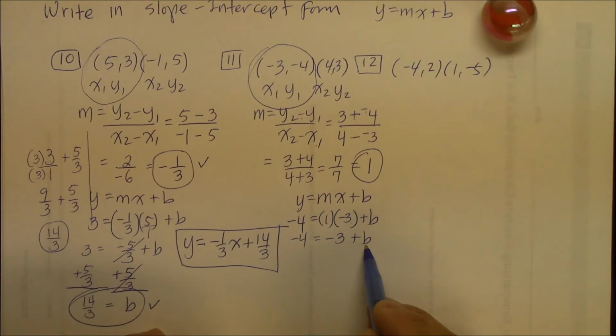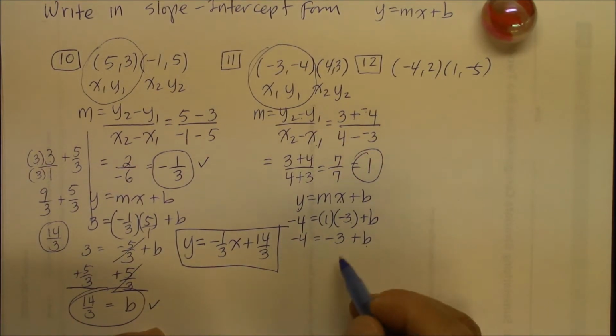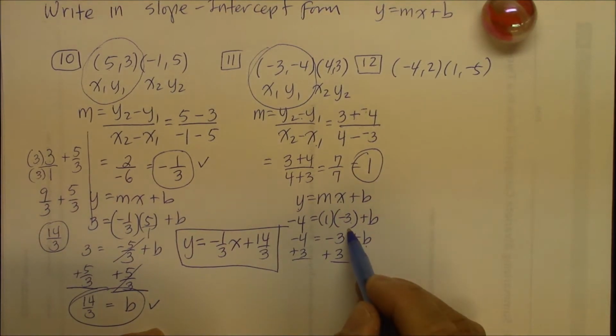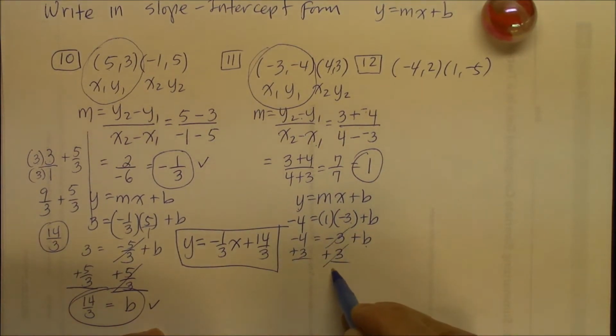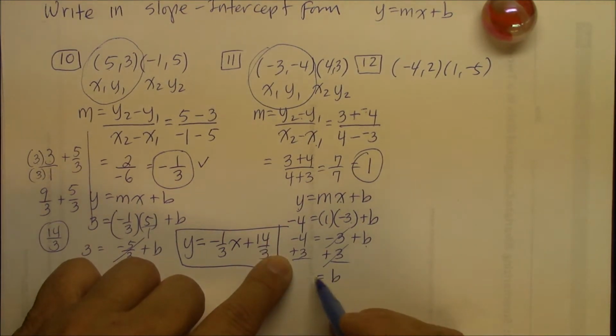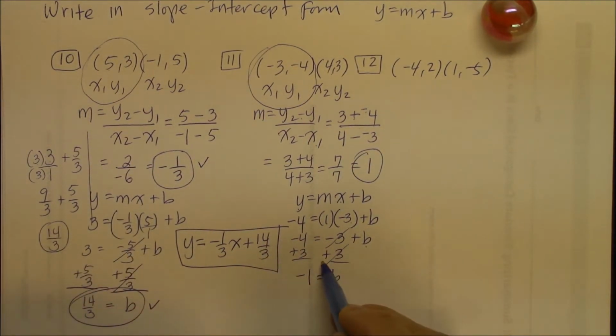Now, to solve for b, I'm going to do the opposite of minus 3, which is add 3 to both sides of the equation. And something cool happens. Negative 3 and positive 3 cancel out, which leaves b. On the left, negative 4 and positive 3 combine to become negative 1. I found my y-intercept.